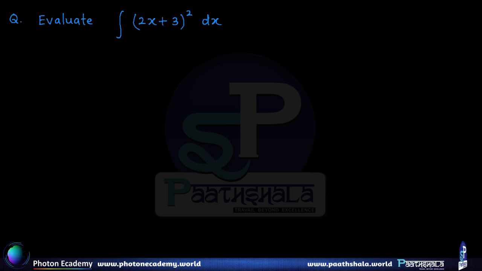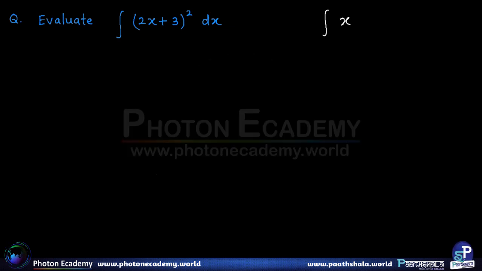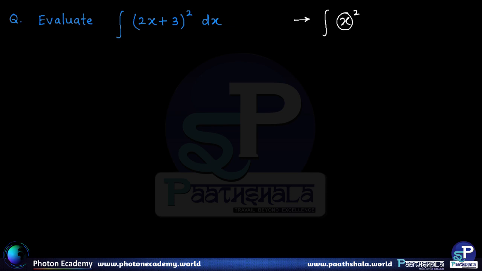Here we have to evaluate the integral of 2x plus 3 the whole square. Now if you compare this with the integral of x square, in both of the cases the function f is basically the square function, isn't it? The only difference is that in this second simplified example we have the square of just x, whereas in the actual question we have the square of a linear expression in x.